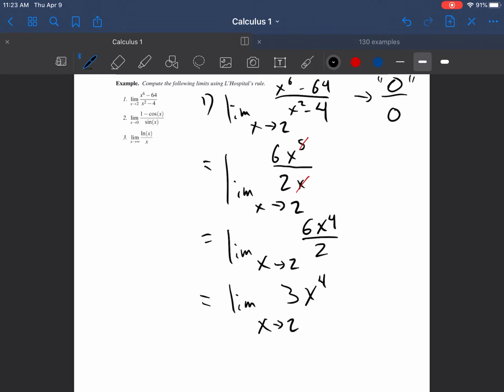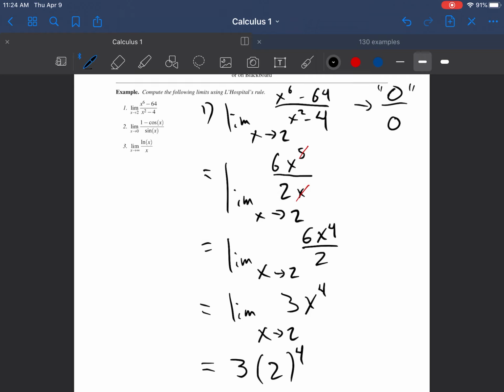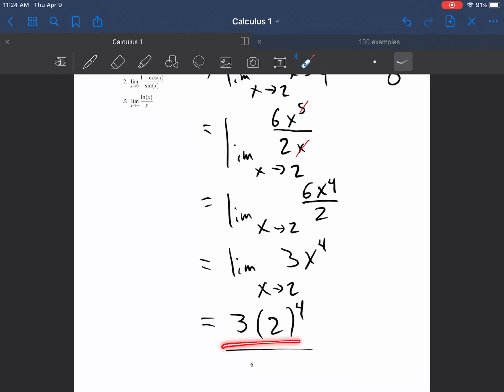Okay, so that's all the simplifying you can really do, and you can see now you can take this limit. Plugging in the 2 gives me 3 times 2 to the 4th. So that now is a number, and you can write down whatever it is, but that gives us an answer. We're no longer getting this 0 over 0 indeterminate form. Now we've got an answer. So now this is our limit, okay?